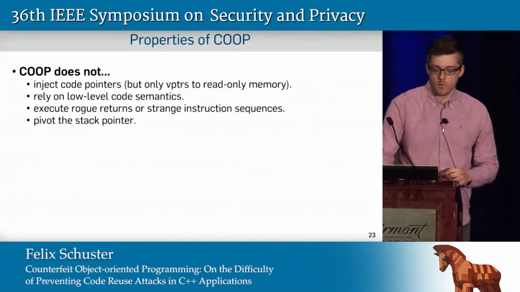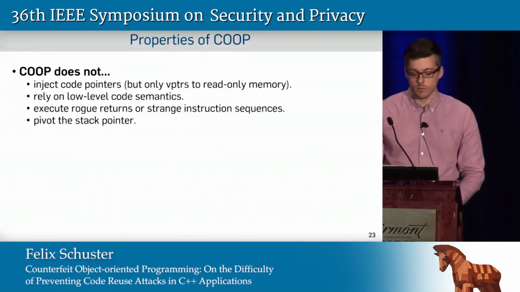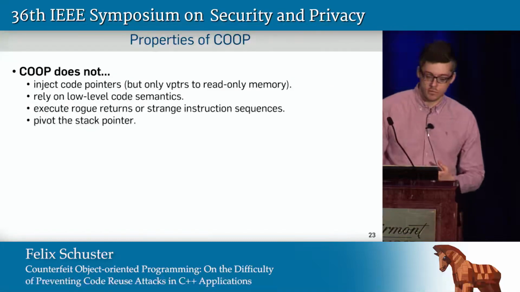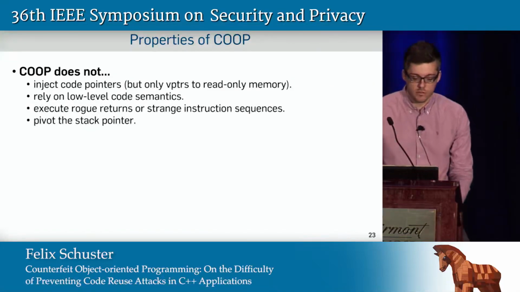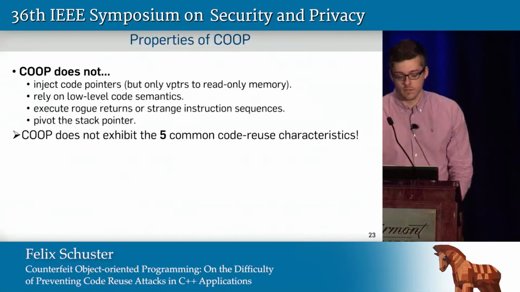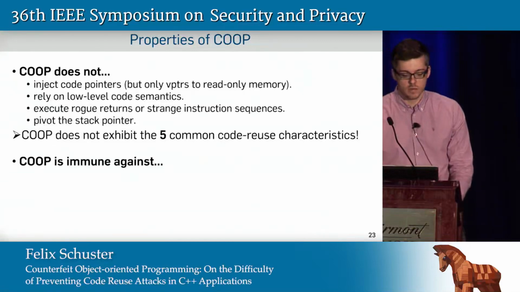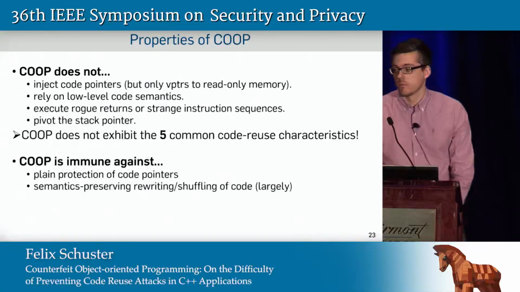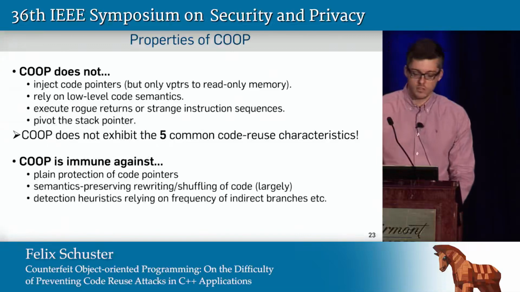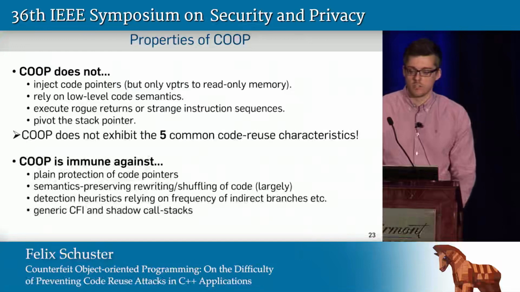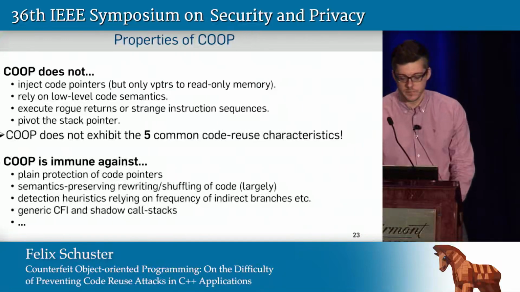Okay, now the properties of COOP. COOP does not inject code pointers. COOP does not rely on low-level semantics of code, does not execute returns or strange instruction sequences, and it does not pivot the stack pointer. And as such, COOP does not exhibit the aforementioned five code reuse characteristics, and COOP is immune against the protection of code pointers, semantics preserving rewriting, shuffling of code, detection heuristics, existing heuristics, and generic CFI or shadow call stacks.